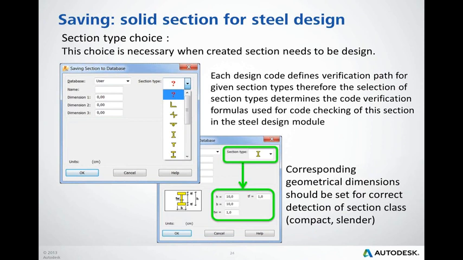Section type choice is necessary when the created section needs to be designed. Each design code defines verification paths for given section types. Therefore, the selection of section type determines the code verification formulas used for code checking of this section in the Steel Design module. Section shape selection should be made from the scroll-down menu with the question mark sign. Then it is required to fill in data in these additional fields appearing at the bottom of this window. Robot does not make it itself.